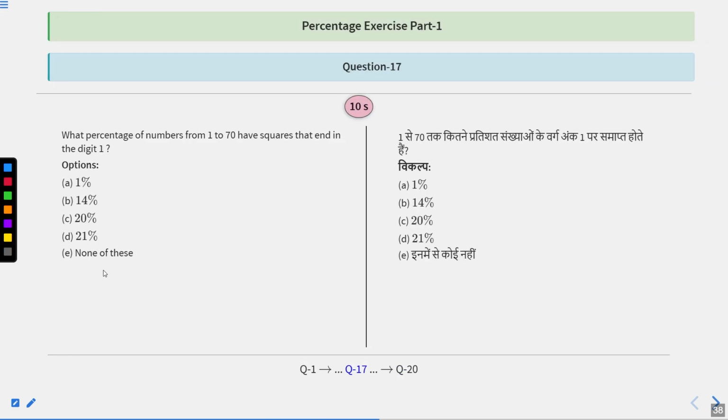What percent of the numbers from 1 to 70 have squares that end in the digit 1? Okay. You have 5 options and 10 seconds. Try to solve this question. Your time starts now. Now time's up. Let's see the solution.